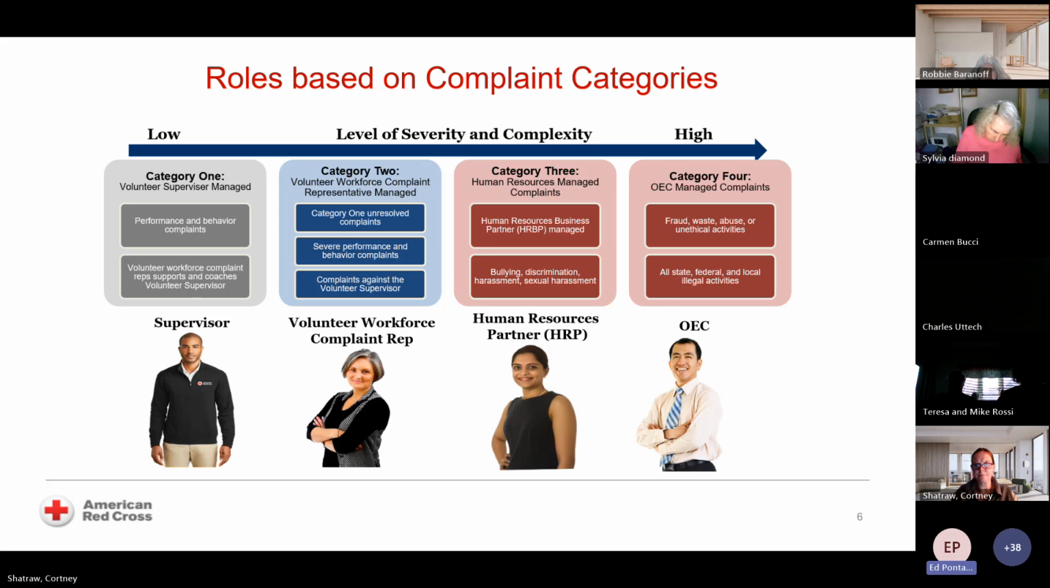What would probably happen in those situations is that they would look at the matter, determine whether or not it was serious enough to hand over to human resources. And if that was the case, then volunteer relations would be removed from the process. But sometimes they'll look at the matter and determine that it's not all that serious, and they'll refer it back down to volunteer relations to try to resolve.